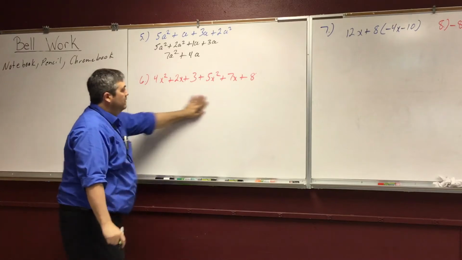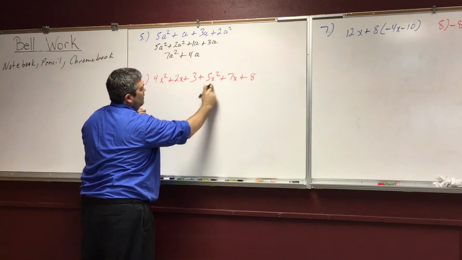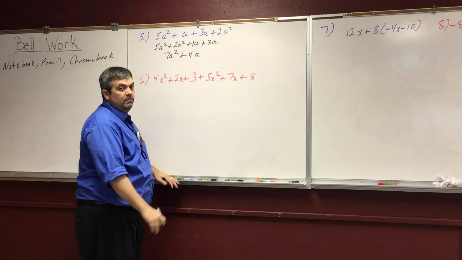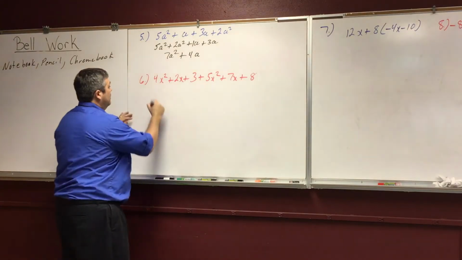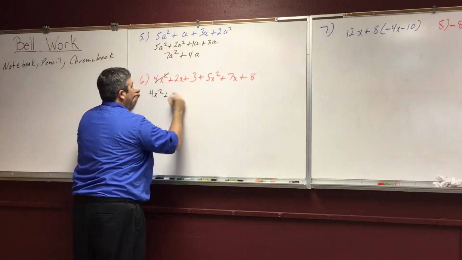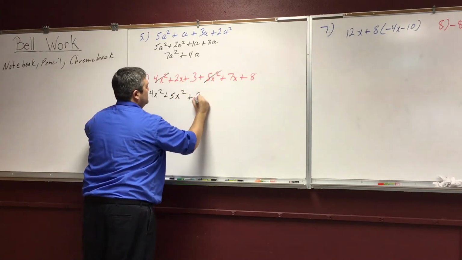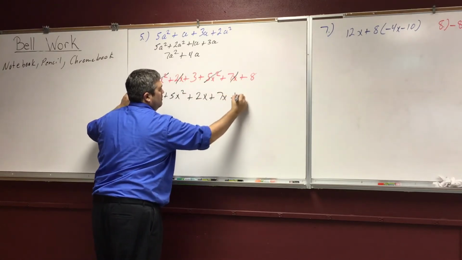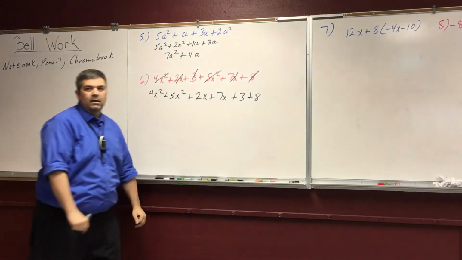All right, next problem. Now look here. 4x squared, 2x, 3, 5x squared, 7x, and 8. All of those are terms, but they're different terms. So let's put the ones that are alike next to each other. 4x squared plus 5x squared plus 2x plus 7x plus 3 plus 8.